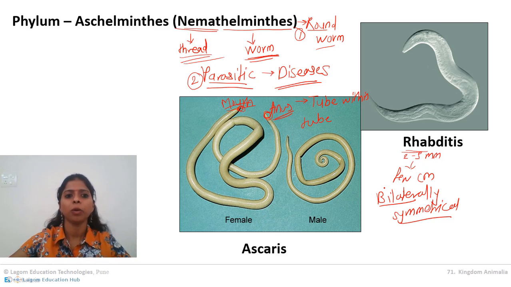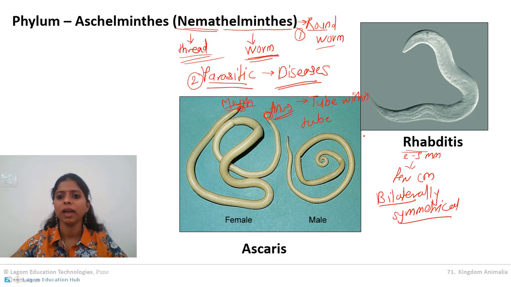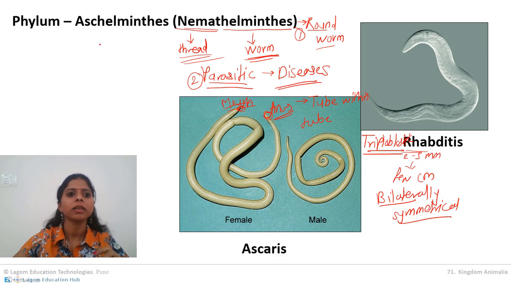They are triploblastic. Triploblastic means, now I need not explain all these things, correct? What do you mean by triploblastic? Three germ layers. Again I have the same question: which are those? Ectoderm, mesoderm and endoderm.